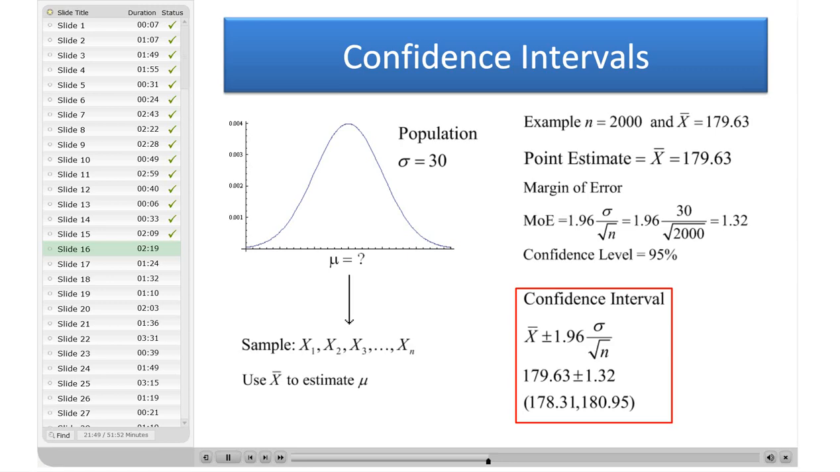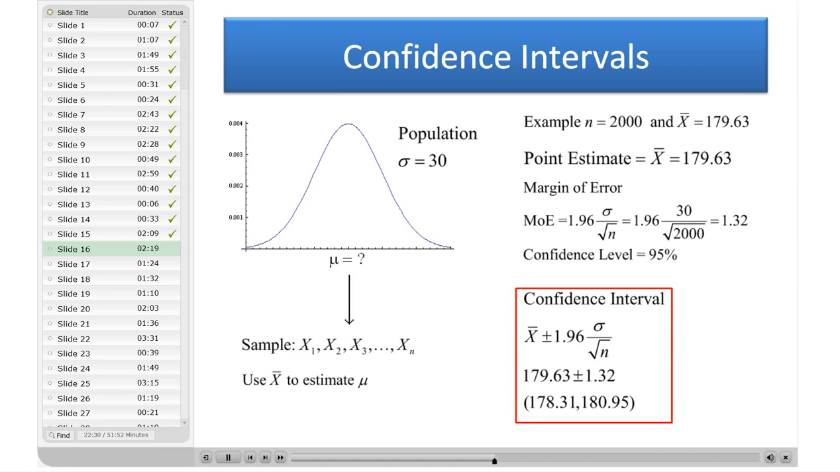So how do we tie all this together? Well, we can use this to form something called a confidence interval, which is basically just a range of values that we think the population mean might be in. It's an interval of values. The formula that we're using is x bar plus or minus 1.96 times sigma over the square root of n. If we plug 179.63 into that, and we plug 30 in for sigma and 2000 in for n, we get 179.63 plus or minus 1.32. Which basically says that our estimate is 179.63, and we're very confident that we're off by at most 1.32.